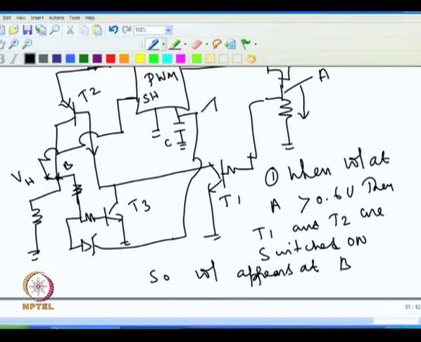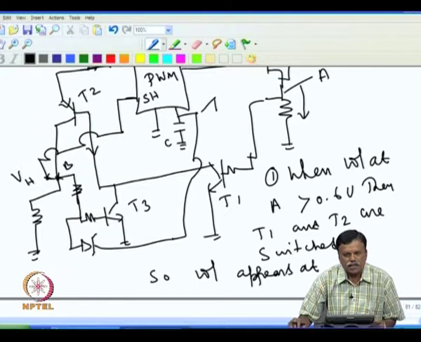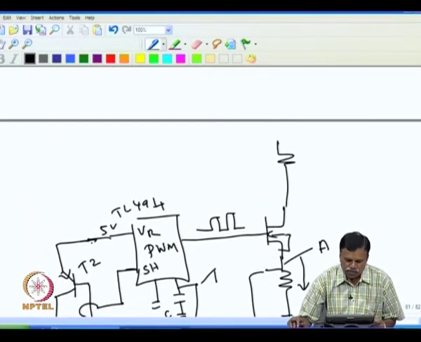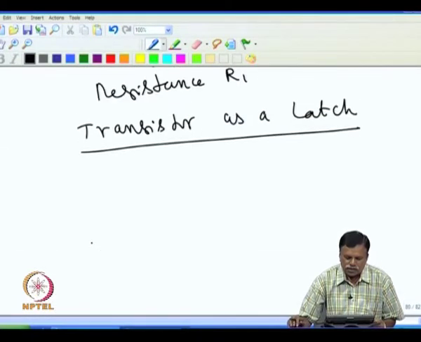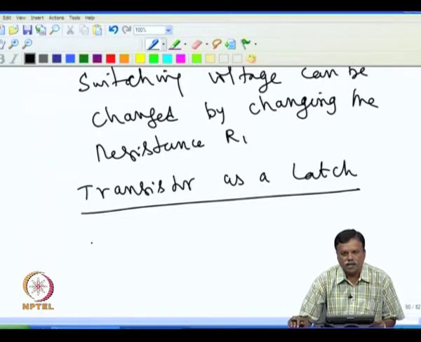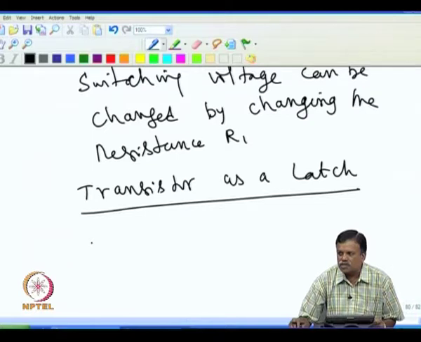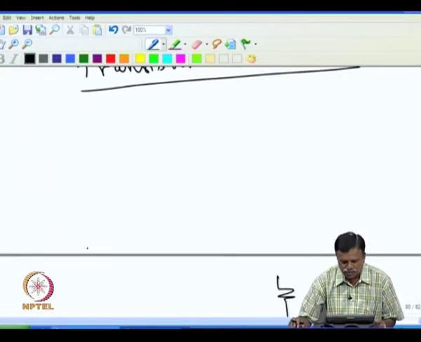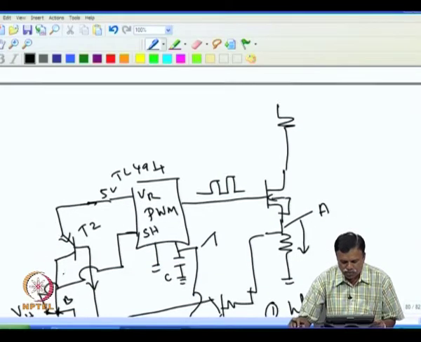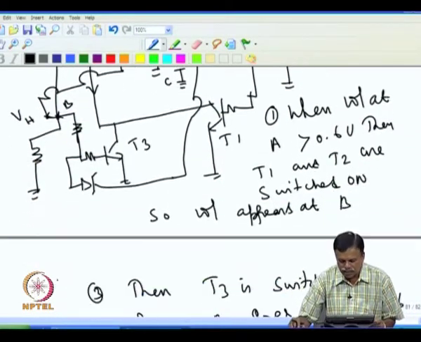So, you can see the transistor can be used at will for various applications. We had shown how to use it as a latch in a PWM control IC. We also had shown how to use a transistor to switch off and on at a required voltage, and how to do the temperature compensation for the switching off voltage. That is what we had seen in the first example. And in this example, we had shown how to use the transistor as a latch.